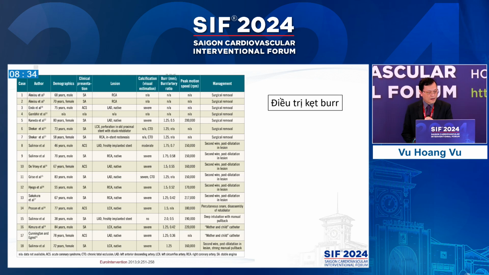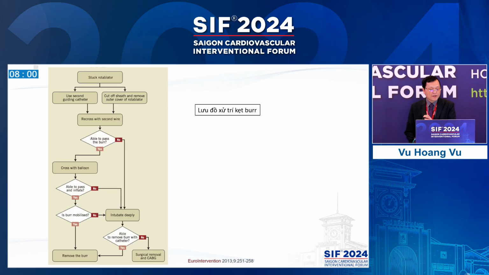And this is the literature review about burr entrapment and how to deal with it. You see in the pictures, in most cases we have to use a second wire to resolve the problem, and we have to use surgical removal for some patients. And sometimes we have deep intubation with manual pullback or something like that. But in most cases we use a second wire, and maybe the balloon can resolve the problem. And this is the algorithm for burr entrapment.